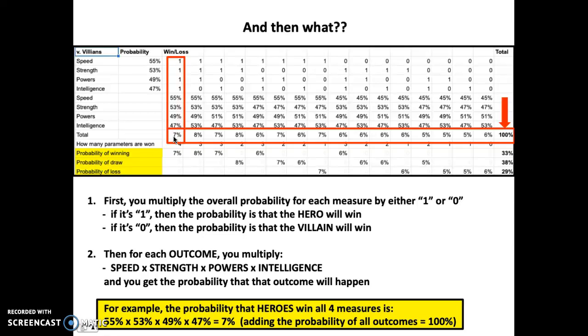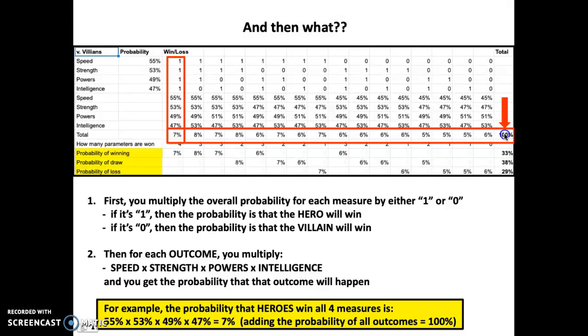For example, the probability that the Gene Team will win all 4 measures is 55% times 53% times 49% times 47%. That will equal 7%. It's interesting to take note that by adding the probability of all outcomes, you get 100%.